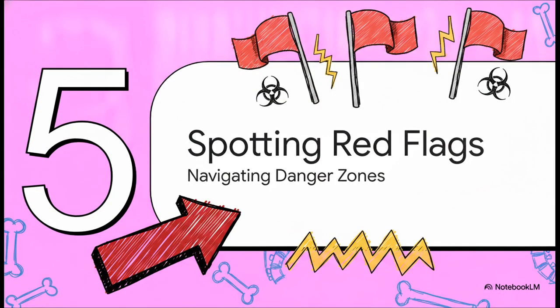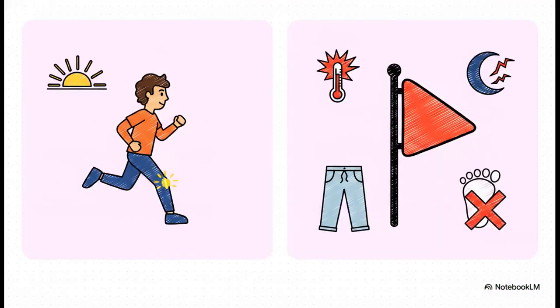Section 5. Spotting red flags. Navigating the danger zones. And this is where things get urgent. Up until now, we've been gathering our clues pretty methodically, but now we have to shift our mindset. Spotting a red flag completely changes the urgency of your management. We need to sharply contrast routine mechanical symptoms against systemic red flags.